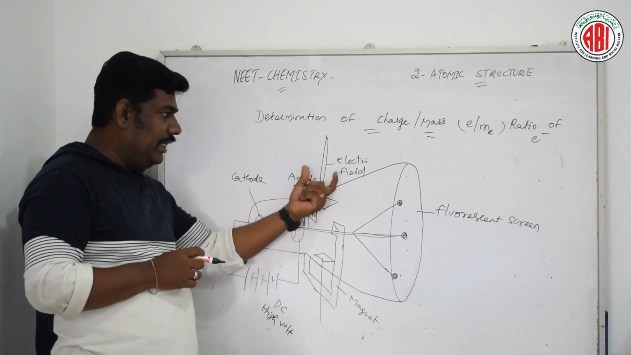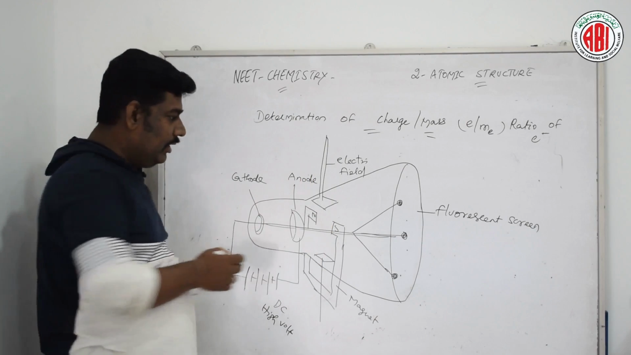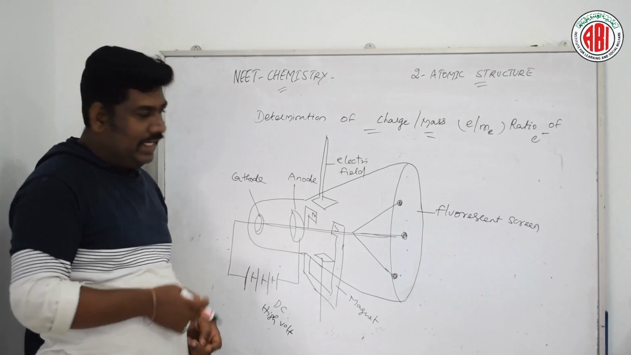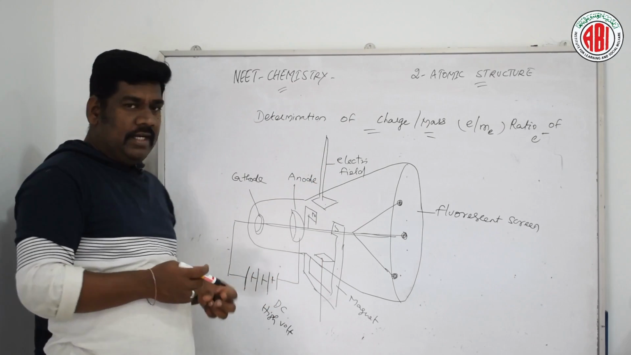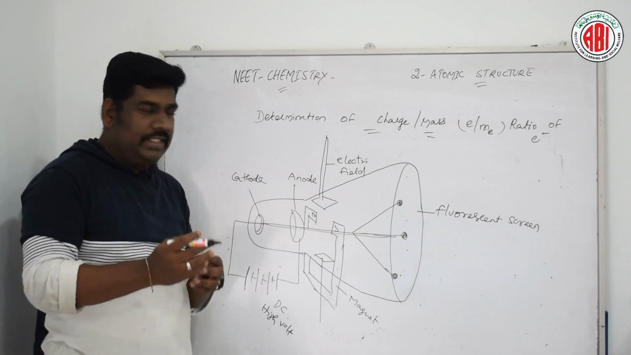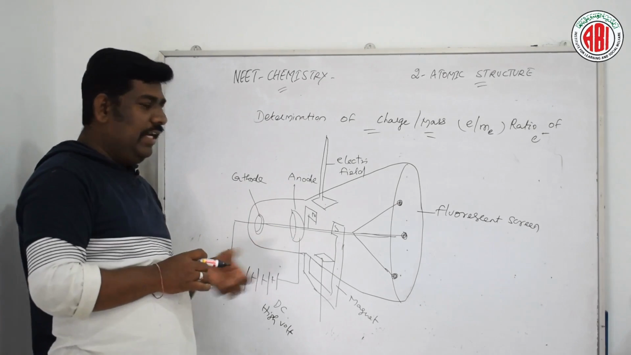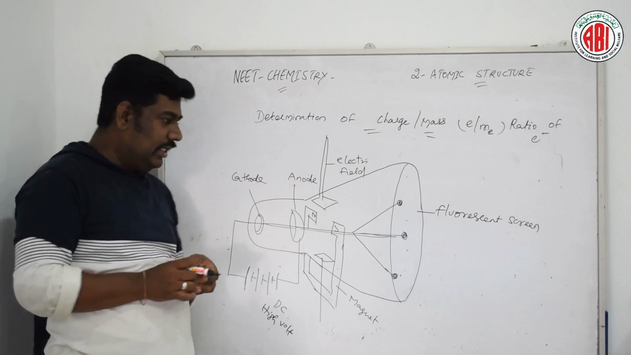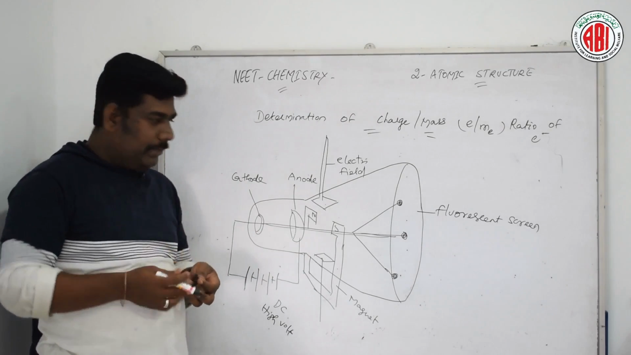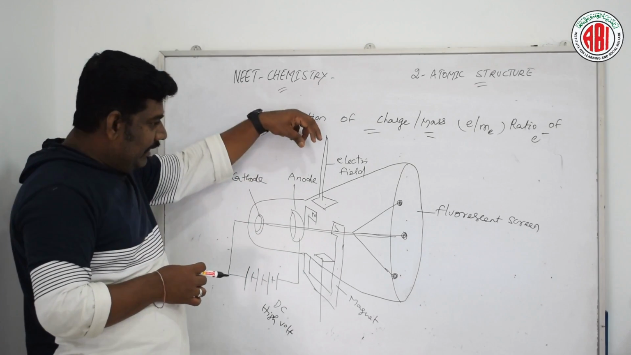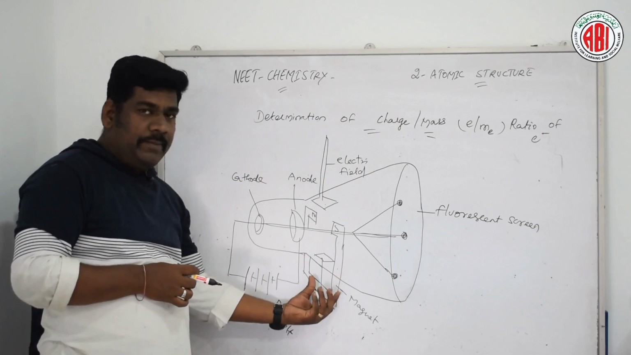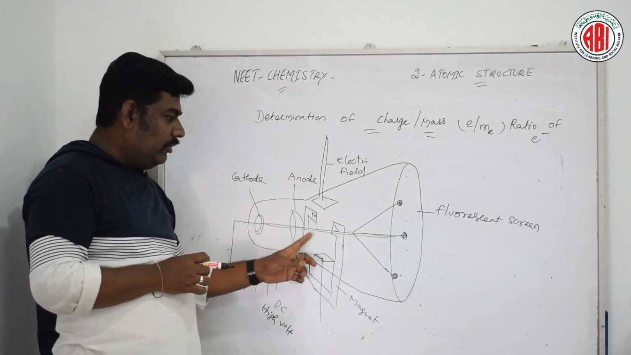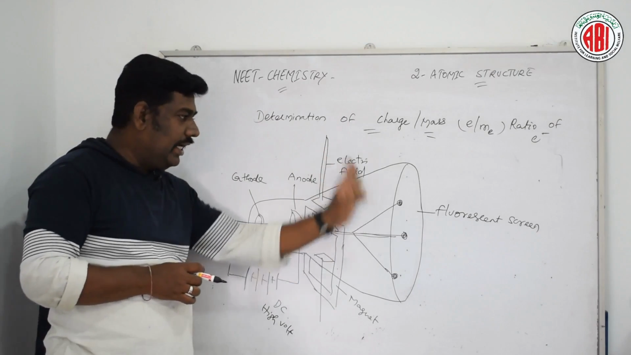Here we can place a magnet and also an electric field; the magnet produces a magnetic field. These two fields are placed perpendicular to each other. What will happen to the movement of the cathode rays? Let us discuss one by one. When we apply only the electric field, without the magnet, the rays are deviated towards the electric field.